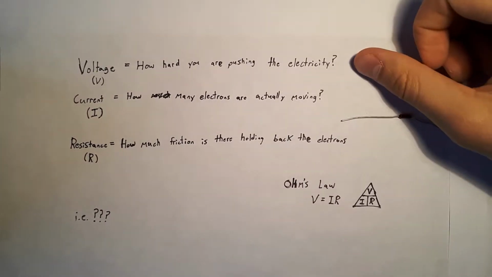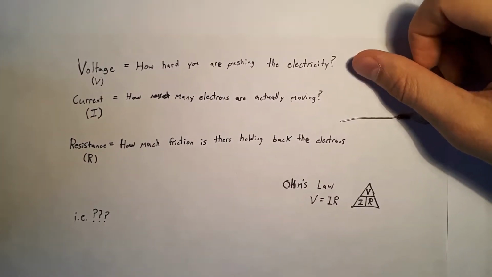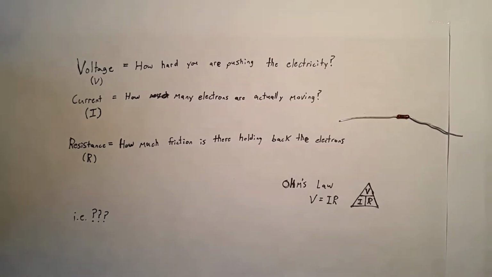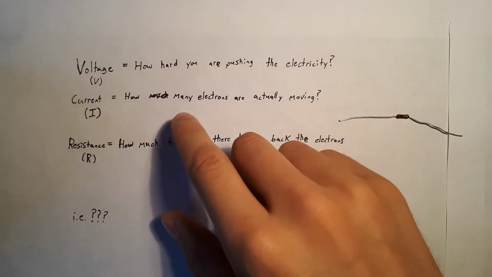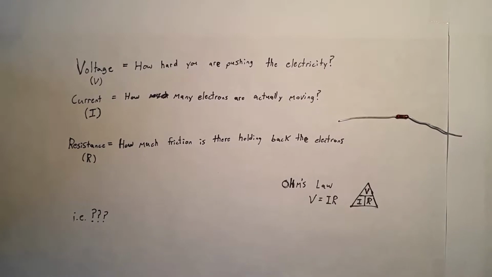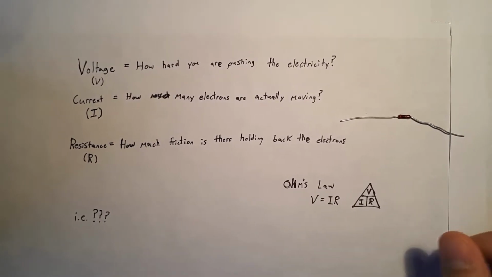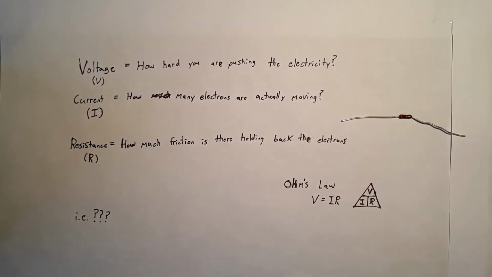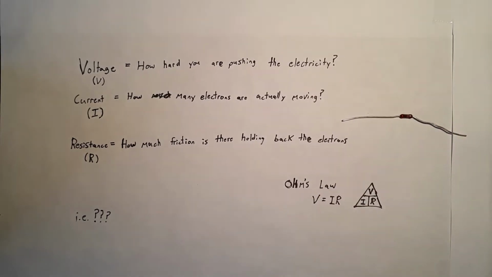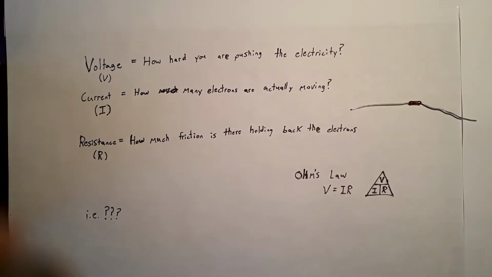Voltage is essentially how hard you're pushing the electricity. How hard are you trying to push it through whatever it's going through? Current is how much are you actually getting through there for how much you're pushing. And resistance is how hard is whatever you're pushing it through pushing back at you. Let's look at some examples that can demonstrate these.